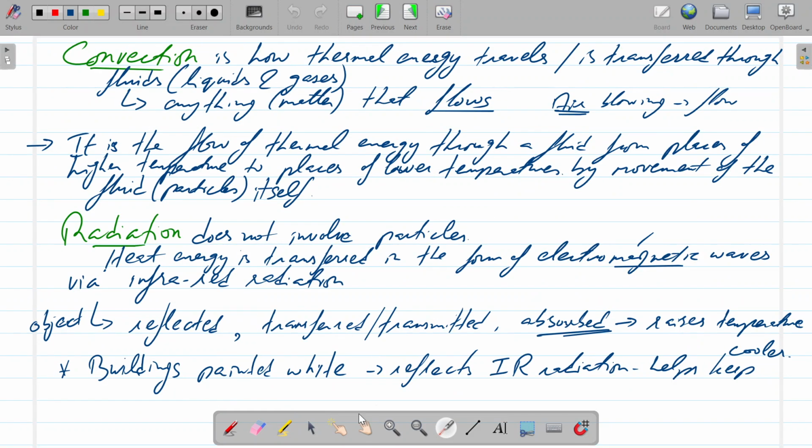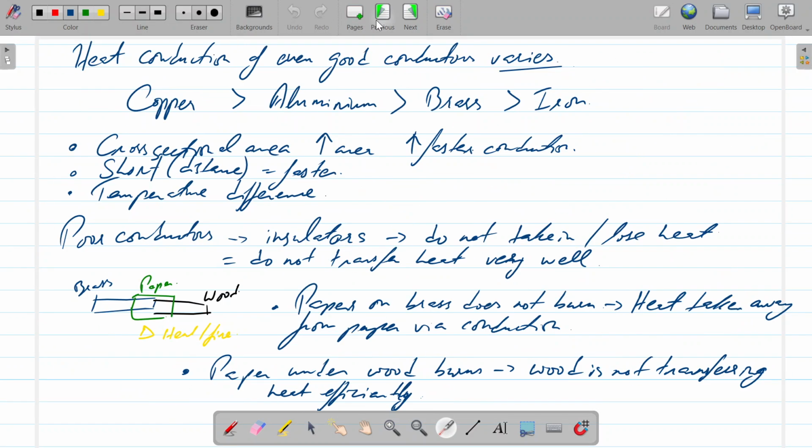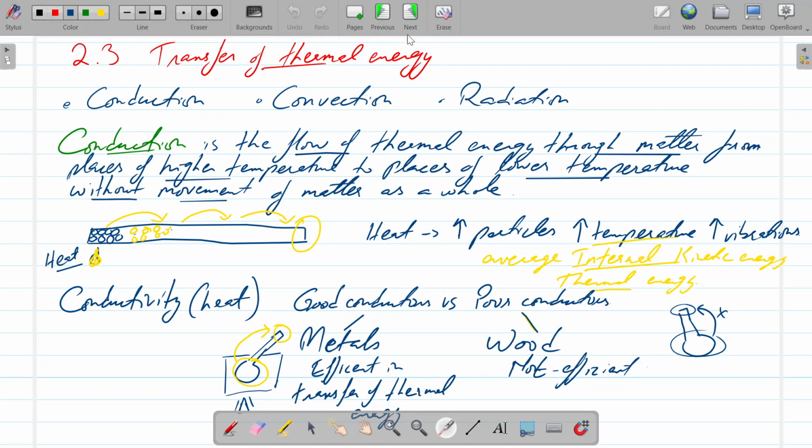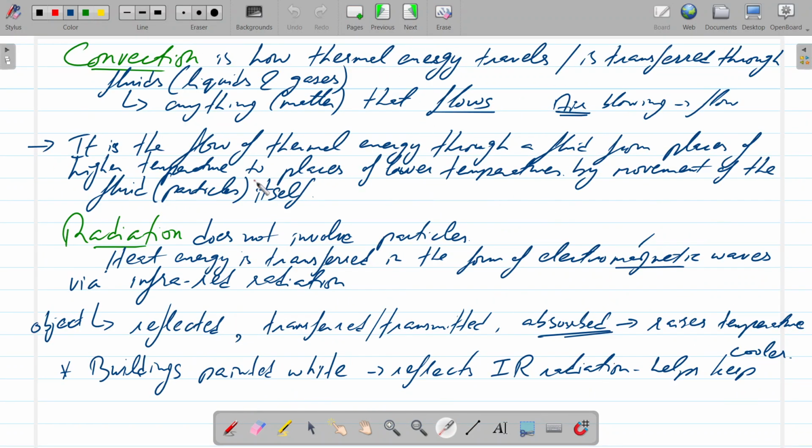That's in a nutshell. Convection is how thermal energy is transferred through fluids, and it happens through the movement of matter itself. So the matter flows, for example, the blowing of the air or the movement of water. In conduction, thermal energy is transferred from places of higher temperature to places of lower temperature without the movement of matter, whereas in convection you do have movement of the particles or the fluid or the matter itself.